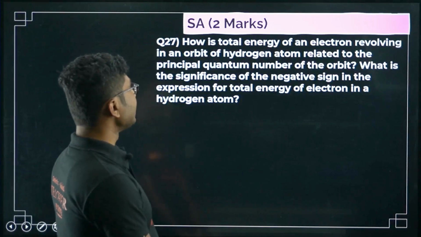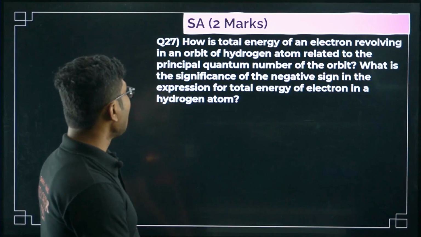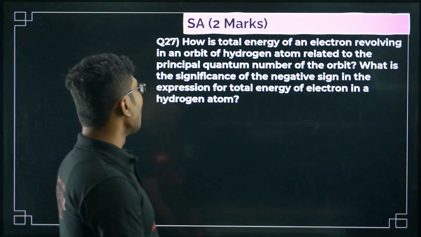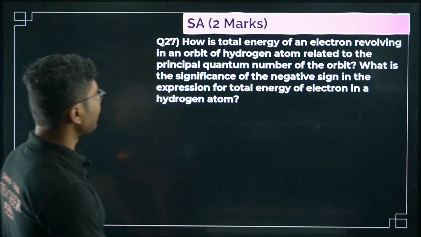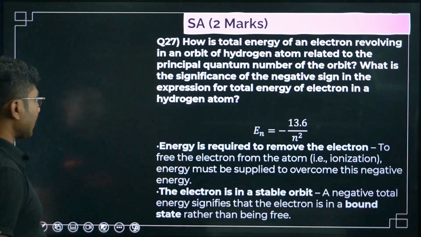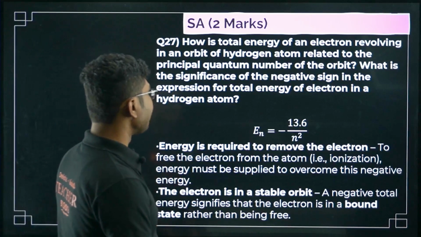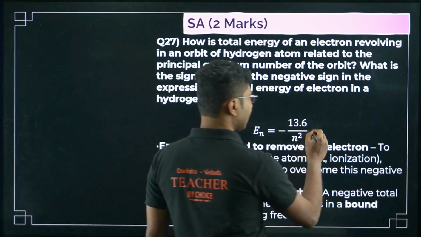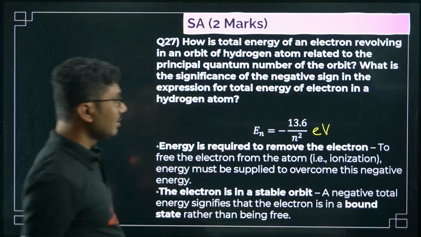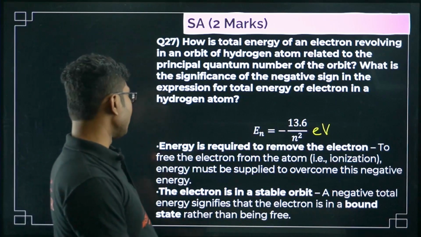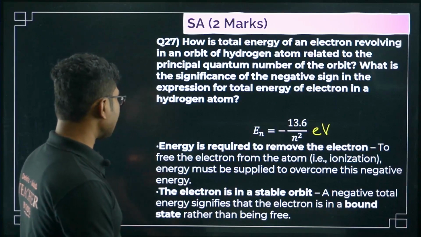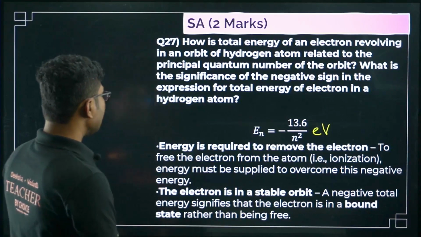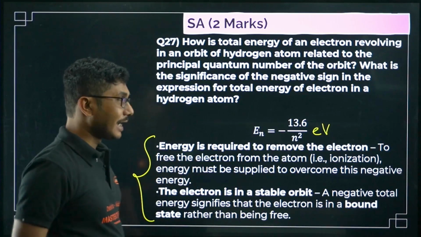Now, how is the total energy of an electron revolving in an orbit of the hydrogen atom related to the principal quantum number of the orbit? What is the significance of the negative sign in the expression for the total energy of the electron in the hydrogen atom? The expression for energy is En equals minus 13.6 divided by n square eV. Okay, it is in electron volt. The energy required to free the electron from the atom, that is the ionization energy, must be supplied to overcome this negative energy. The electron is in a stable orbit. So these are the two points. Any one point you can write about the negative sign.